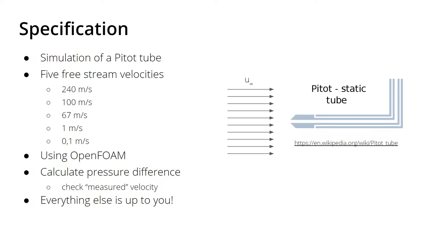And the other specification is that you have to use OpenFOAM for the simulation. And then the idea is that you have these velocities as free stream velocities, and then you receive with your geometry of the Pitot tube a certain pressure difference, and then I ask you to calculate with this pressure difference the velocity, and you should get the free stream velocity. And everything else is up to you.